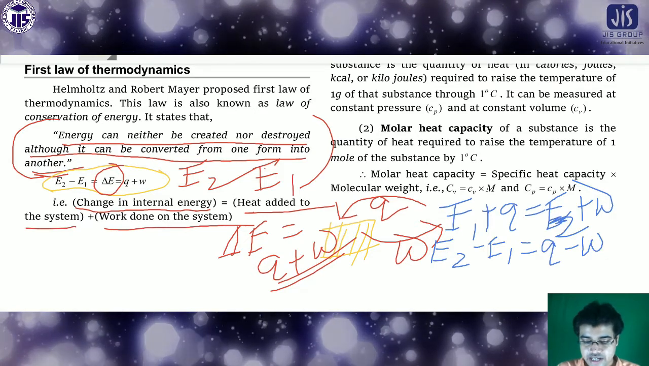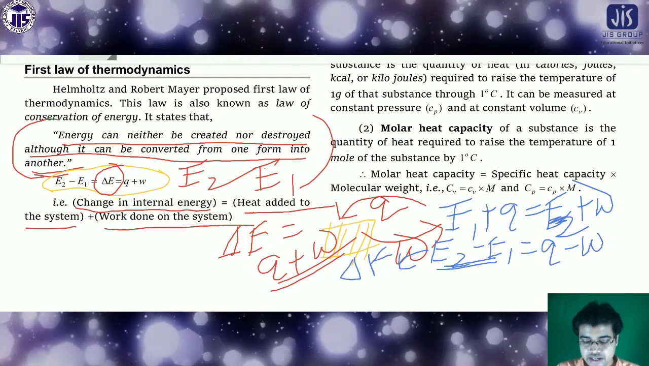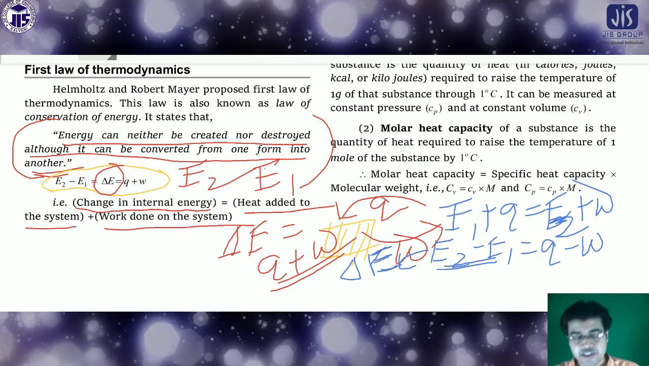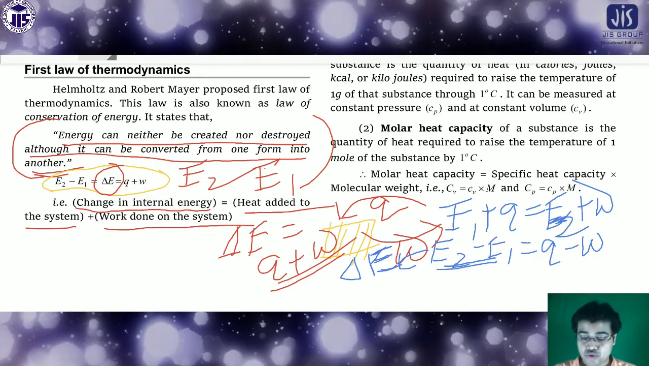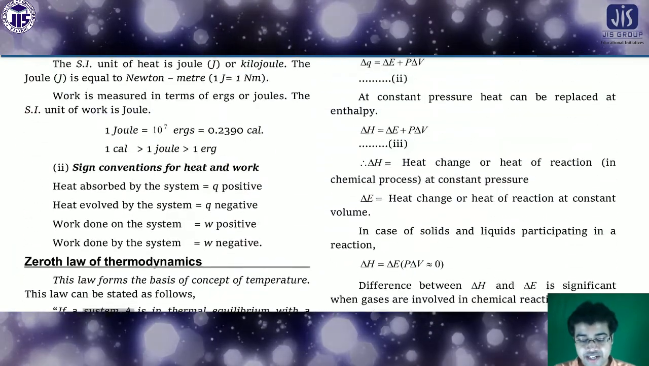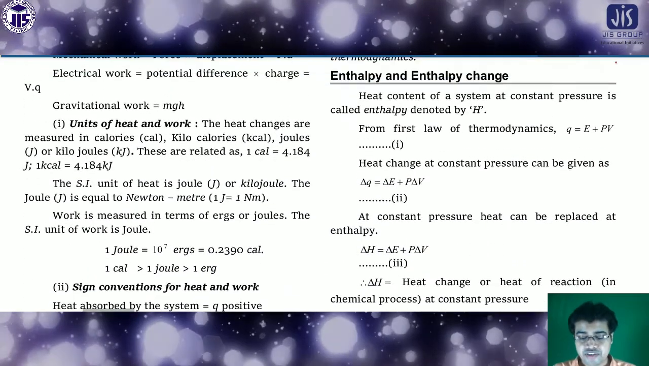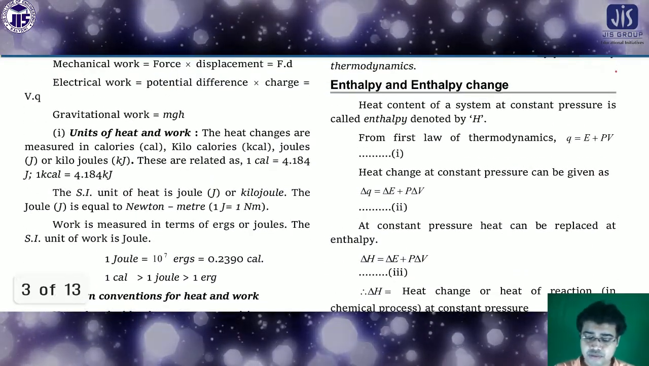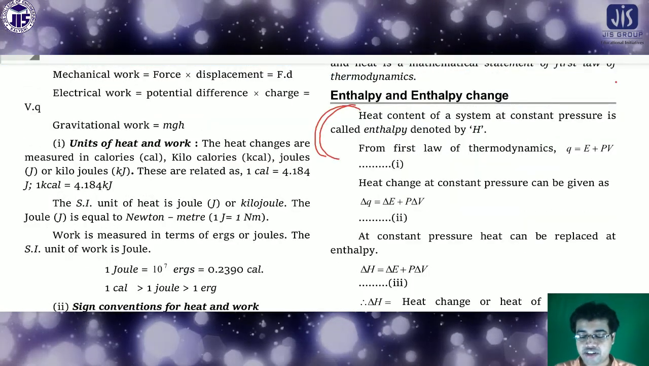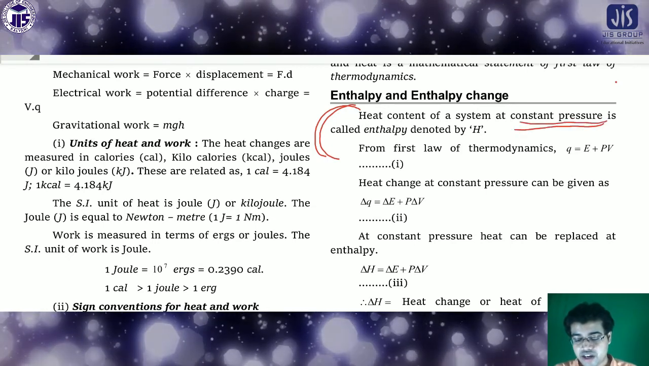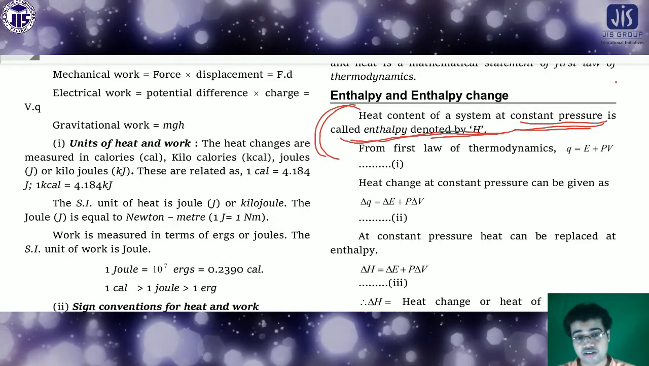So this is actually delta E. In place of E2 minus E1, we can write delta E. So delta E equals Q minus W. In this way, we can also show how work becomes negative when it is done by the system. Now, enthalpy is a very, very important factor in thermodynamics. Enthalpy is a heat content. The heat content of a system at constant pressure, keep in mind, is called the enthalpy, denoted by H.